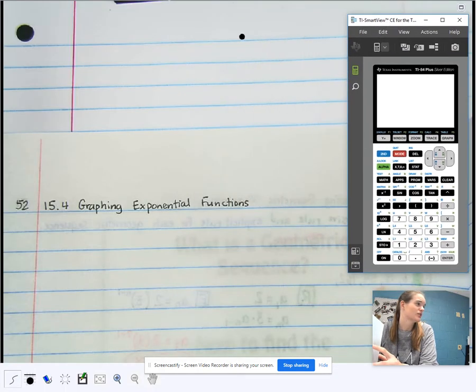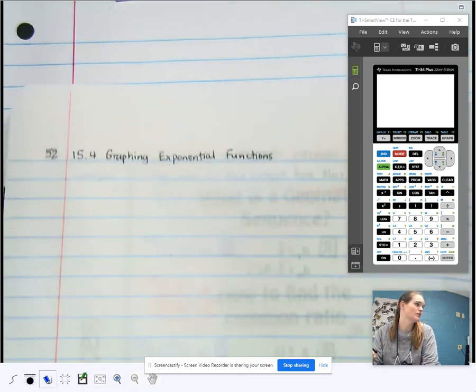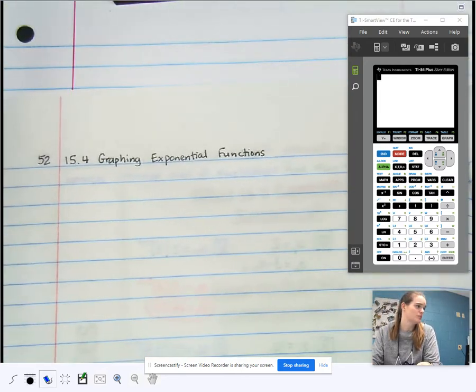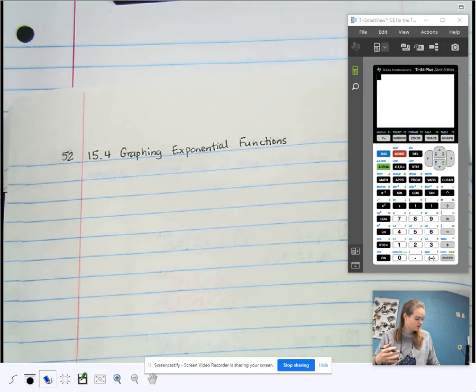Okay, so you're going to need your calculator today in case you cannot tell. We are going to be talking about graphing exponential functions today. So in your notebook, it's labeled on page 52, 15.4, graphing exponential functions. We're going to do the same pieces where we're going to find A and B, and the x-intercepts and the y-intercepts and the end behavior and the domain and range. The difference in this one, though, is we're not going to be able to graph this just by looking. We're going to have to use tables to graph exponential functions.